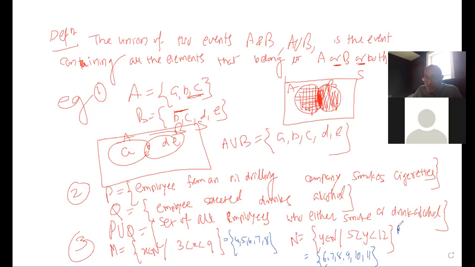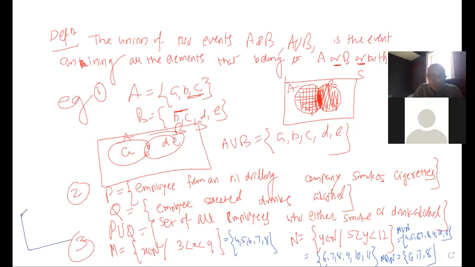So naturally, if I go for M union N, so M union N is equal to the combined elements: 4, 5, 6, 7, 8, 9, 10, and 11. That is my M union N. And M intersection N is equal to 6, 7, and 8.